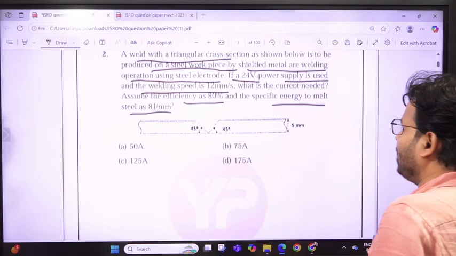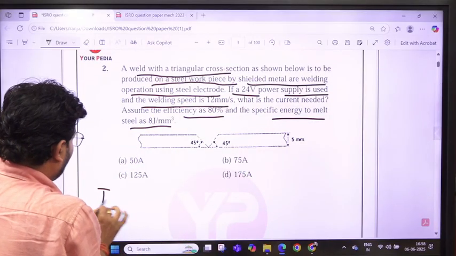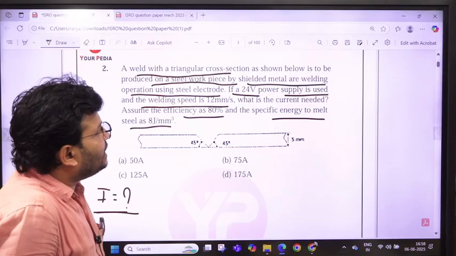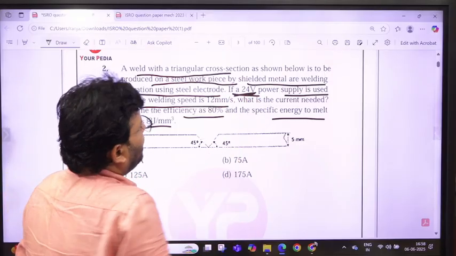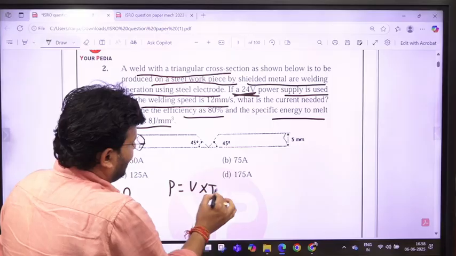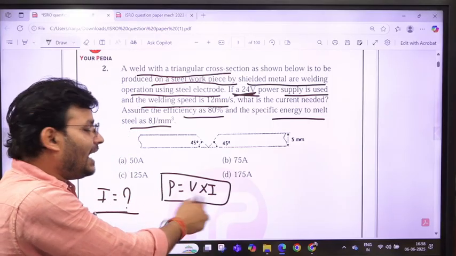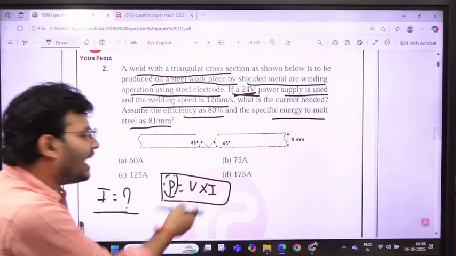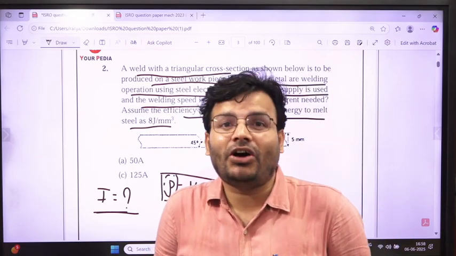What do you have to calculate in this question? I need to calculate the current I. How can I calculate it? Now start thinking. In the question, sir, voltage is given. Yes sir, voltage is given. So simply I can say P equals V into I. In the question voltage is known, I have to calculate I. If I am able to calculate the power, then I will get I. But how can I calculate the power, sir?